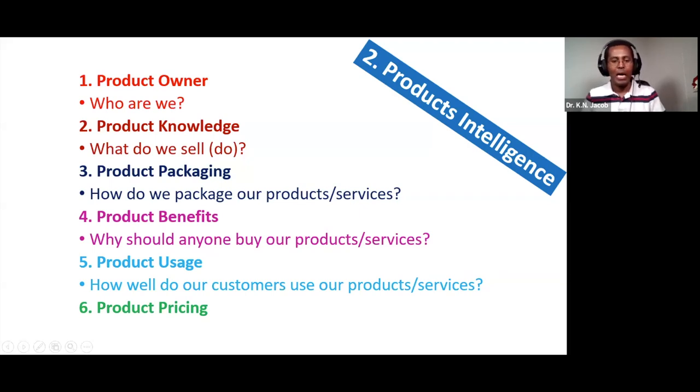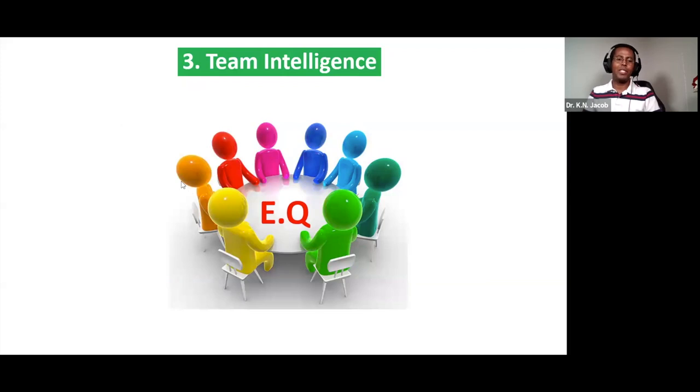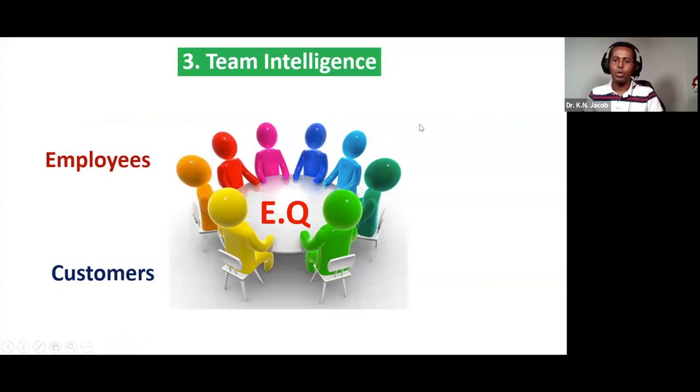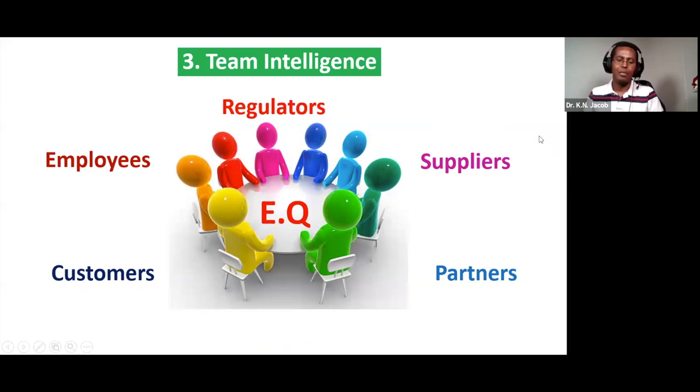And finally, product pricing. Are our products and services affordable? And that has to be relative to what is going on in the market. Under the team intelligence, I'm talking about the employees, the customers, and I'm also talking about suppliers, partners, regulators, and associations, although I'll focus on four.